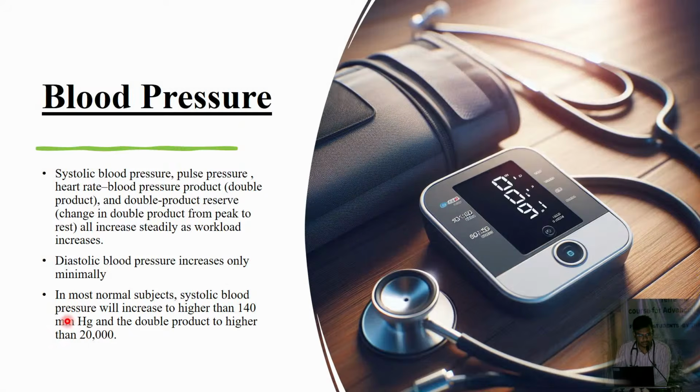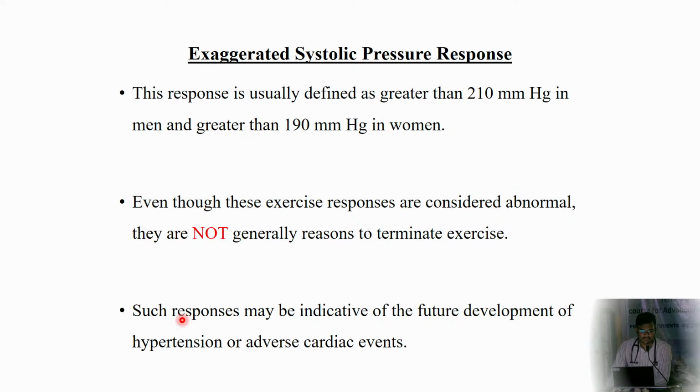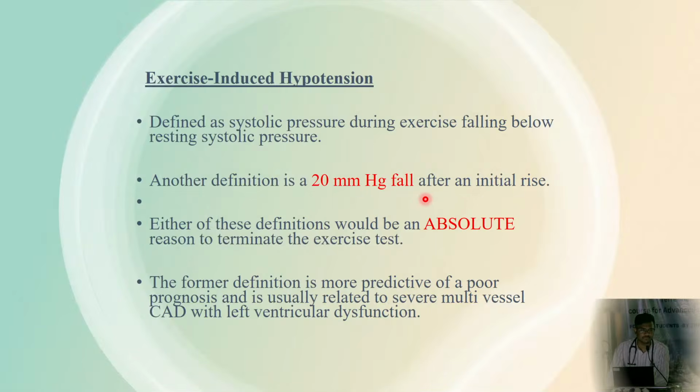So in most normal subjects, systolic blood pressure will increase to higher than 140 mmHg and the double product to higher than 20,000. Coming to exaggerated systolic pressure response, that is, as I told you, greater than 210 mmHg in men and greater than 190 mmHg in women. Even though these exercise responses are considered abnormal, they are not generally reasons to terminate the exercise. So up to 250 of systolic and 115 of diastolic, you can wait.